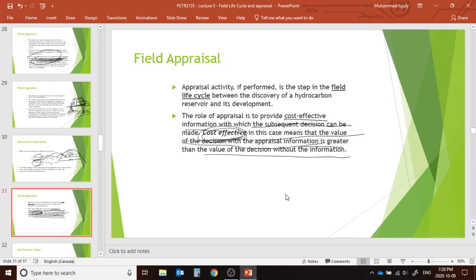That means your appraisal information's value should be worth more. How would you determine that before even doing the appraisal? Well, we'll see an example at the end of our slides. A very important example. That's how you would determine the probability of whether you should continue doing the appraisal or not.